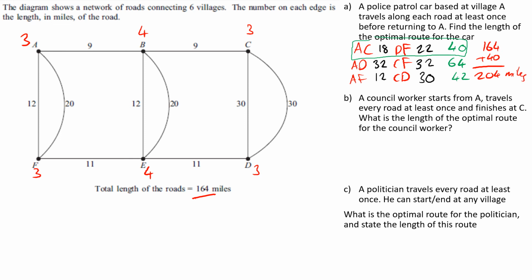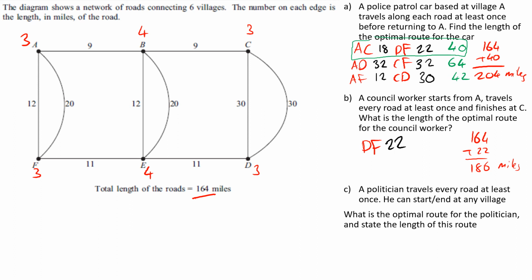We're then told a council worker starts from A, does every road once, and finishes at C. So remember, that means that they can be odd. So if A and C can be odd, then we just need to pair up D and F in the best possible way, and we've figured out earlier on that was 22. So our length of the optimal route for this council worker is 186 miles.